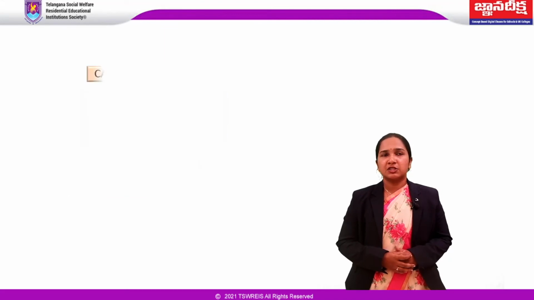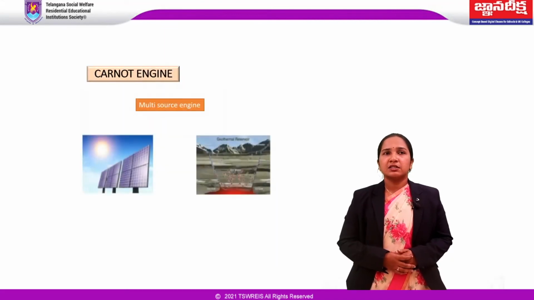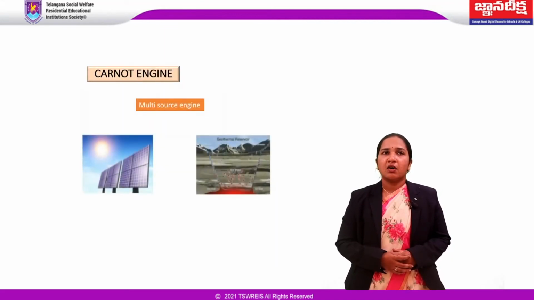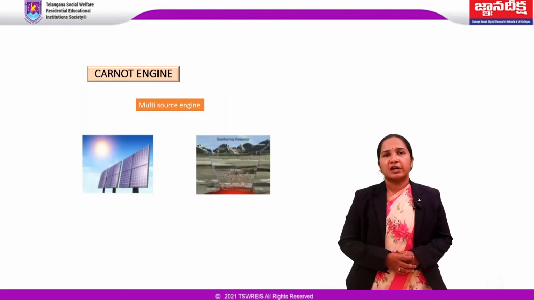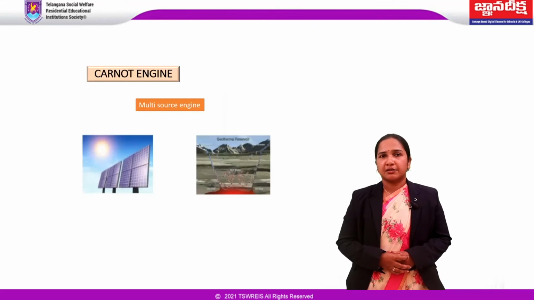So, multi-source engine: Carnot engines can run directly on any available heat sources. They are used in solar panels, in industries and other heat-related sources. So these are the major applications of Carnot engines in our day-to-day life.